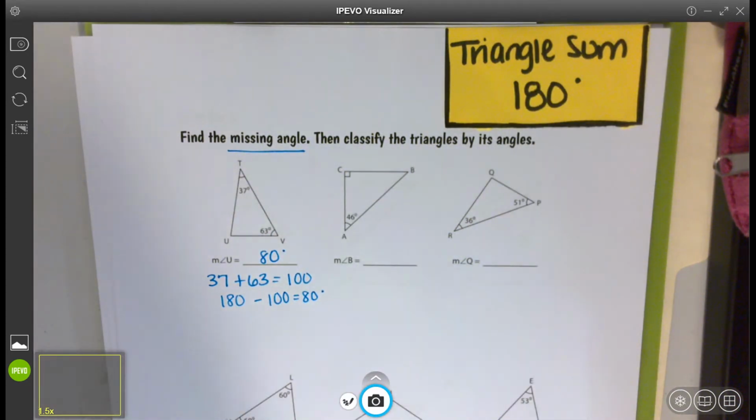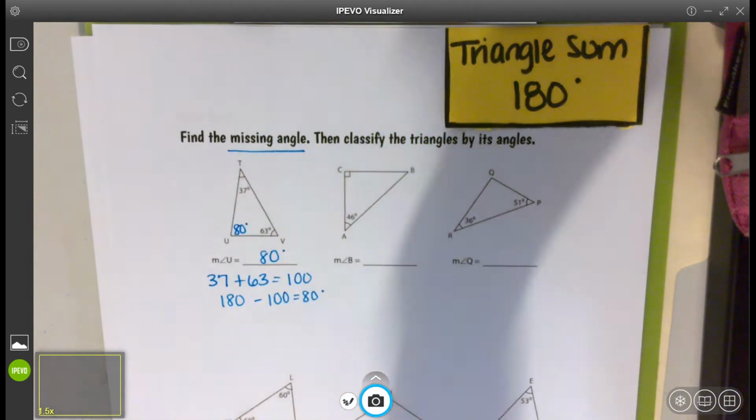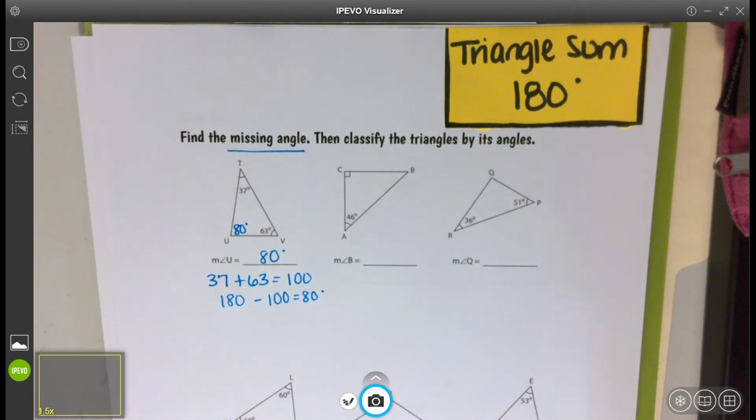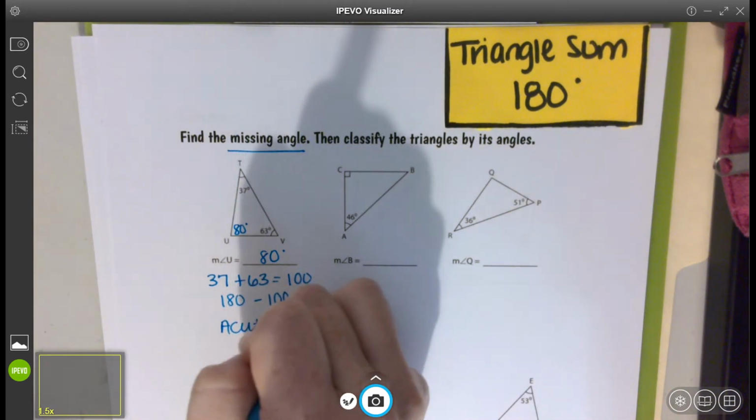They again want me to classify my triangle. So I like to put that information on the diagram so I can see all 3 angles. All 3 angles are under 90 degrees, making this an acute triangle.